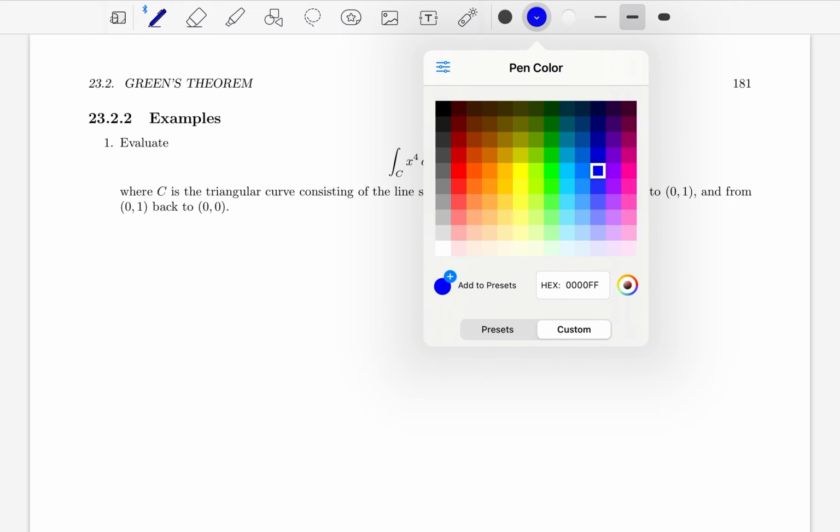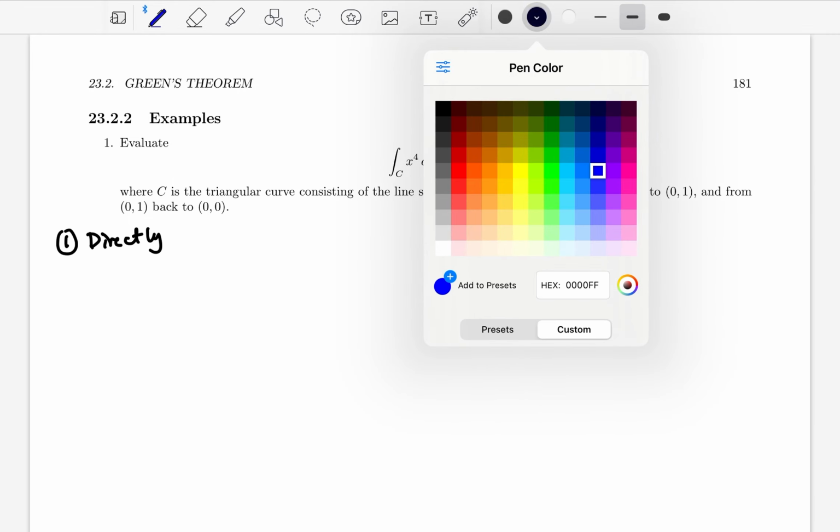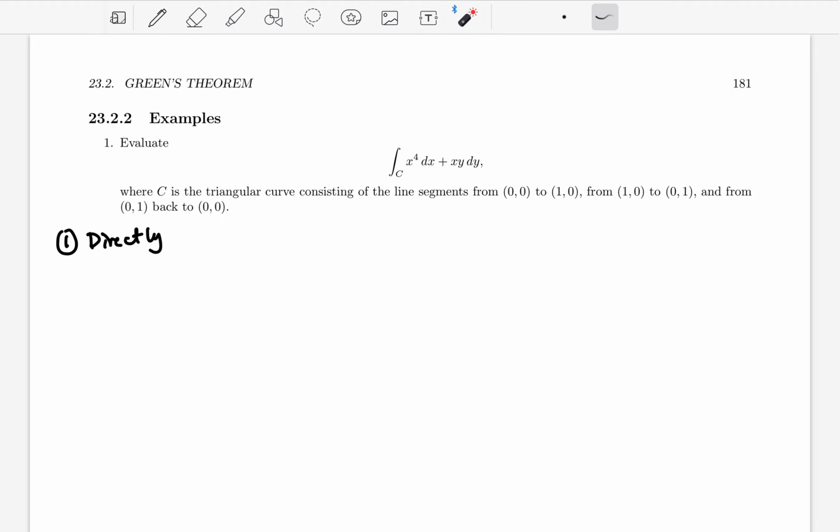So first, I'm going to do it directly. By that, I mean I have to parameterize my curve and then compute the line integral of each of the lines here, okay? So let me show you what I mean. Let's first understand what's happening. I want to evaluate this integral, and C is the triangular curve consisting of the line segments. So let me draw that.